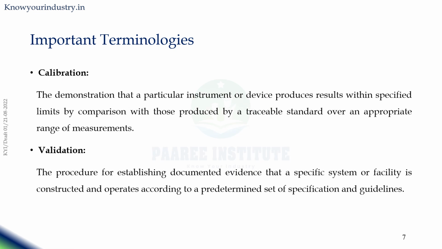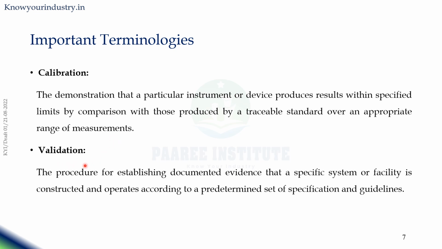What is calibration? Calibration is the demonstration that a particular instrument or device produces results within the specified limits by comparison with those produced by a traceable standard over an appropriate range of measurements. So calibration is nothing but a kind of performance qualification, but this is done frequently to ensure that the already installed instrument is working well in the given range and producing results consistently well.